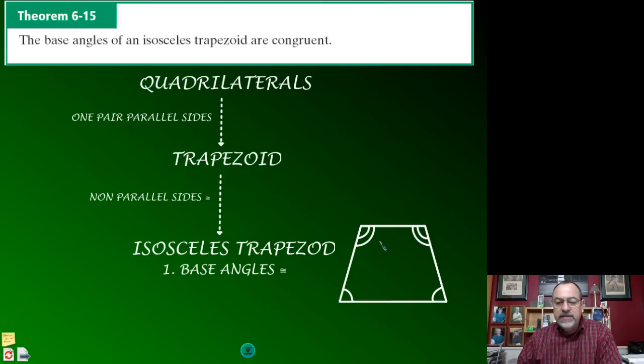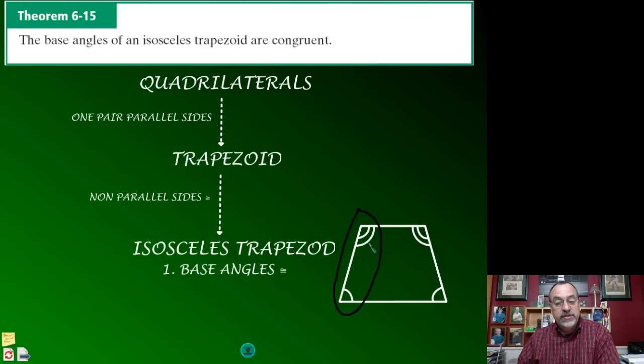Now you'll notice in this diagram, this is a base angle and this is a base angle along this base. These are congruent. This is a base angle and this is a base angle along this base, and they are congruent. What I want you to notice is that these two angles, while they are base angles, are not base angles along the same base. Therefore, they're not congruent. Only the base angles along the same base are congruent. Base angles are angles that share a base. These do not share a base, and so they are not congruent.